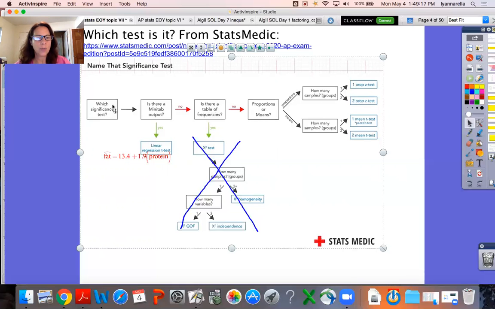So I got this from StatsMedic and I thought it was really cool. So I wanted to just show you, this is how you figure out what to do on the question. So Minitab, you're going straight to regression. If you have proportions or means, you're going to do inference tests for a 1 or 2 prop or 1 or 2 mean.